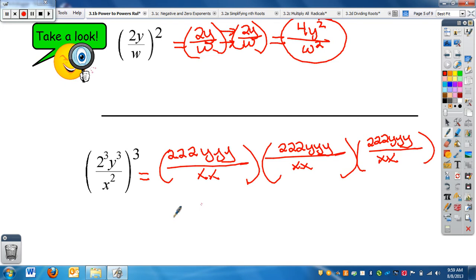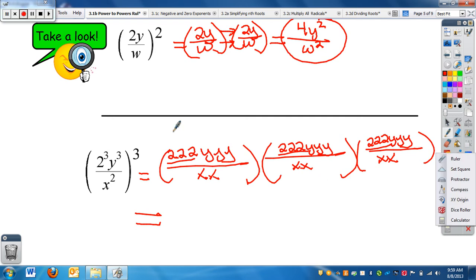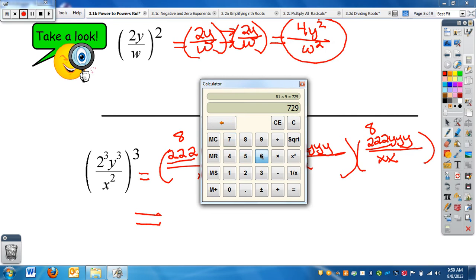Alright, so then I figure out how many I have, multiplying all my 2's together. So I have 2 times 2 times 2 times 2 times 2 times 2 times 2 times 2 times 2. Well, 2 times 2 times 2 is 8, so it's 8 times 8 times 8. 8 times 8 is 64. Let's go 64 times another 8. That gives me 512.